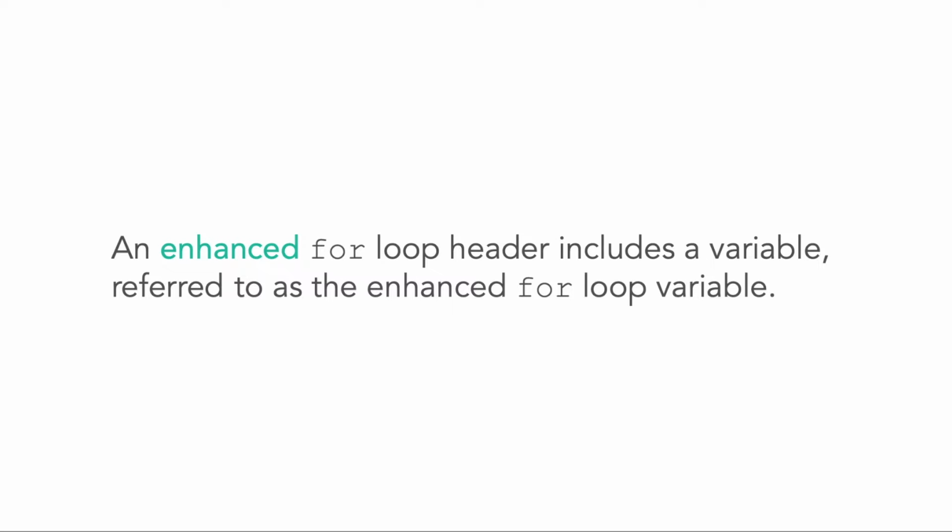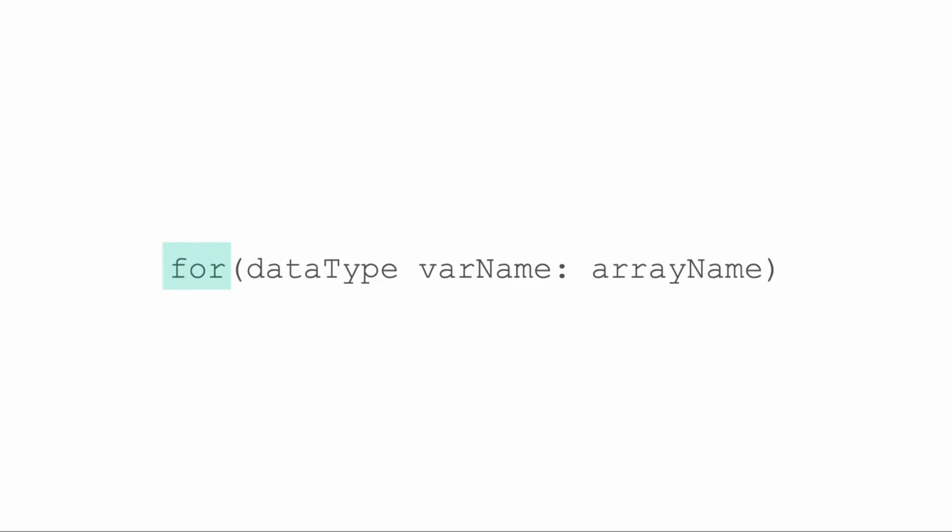An enhanced for loop header includes a variable referred to as the enhanced for loop variable. You start with the keyword for. Instead of initializing a variable for looping, the enhanced for loop header initializes a new variable known as the enhanced for loop variable. The type of the variable needs to match the type of the values in the array. After the enhanced for loop variable is defined, we finish our header by placing a colon and then the name of the array you are traversing.